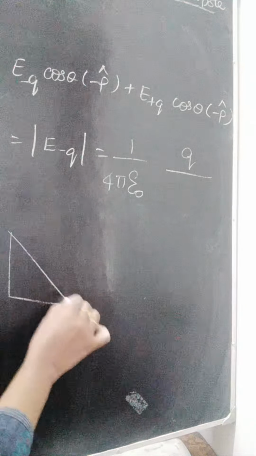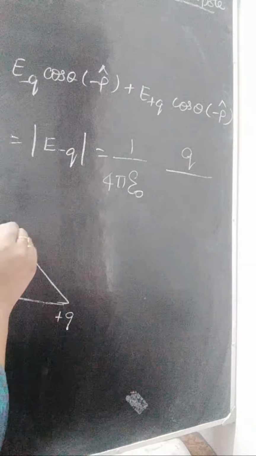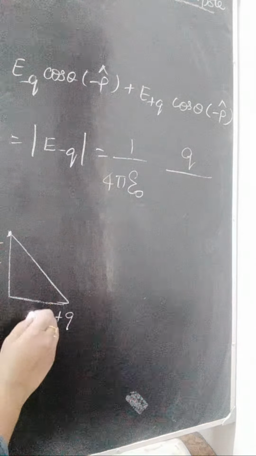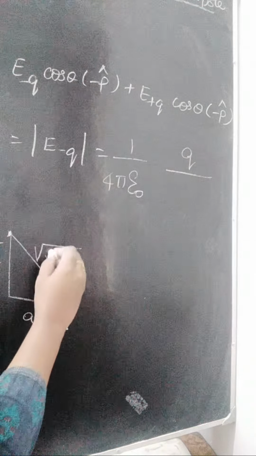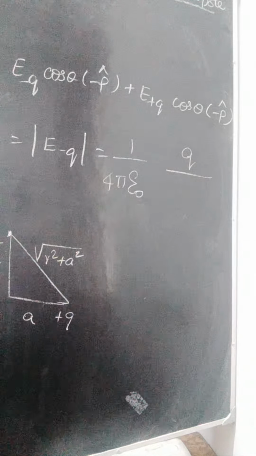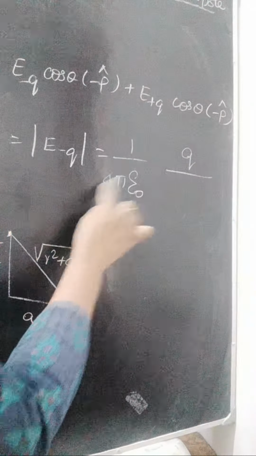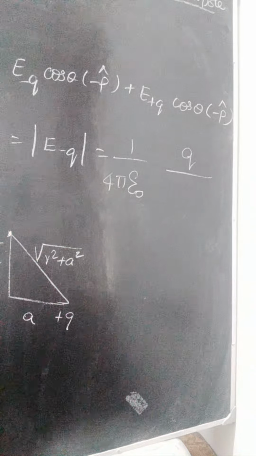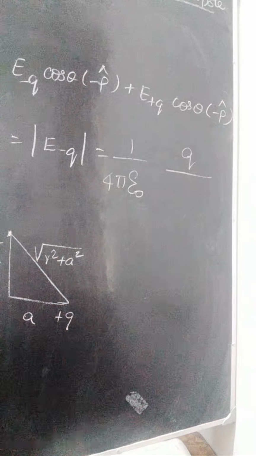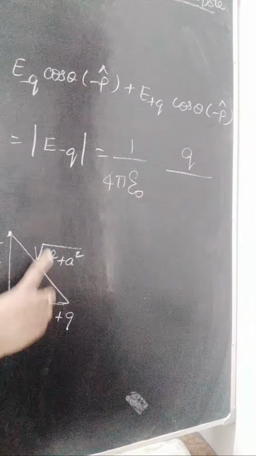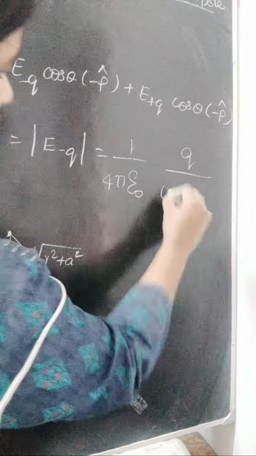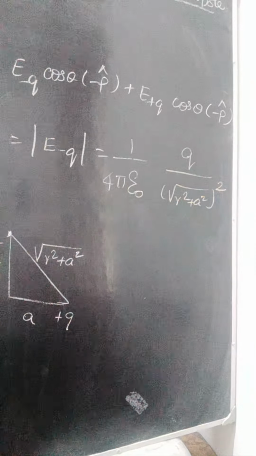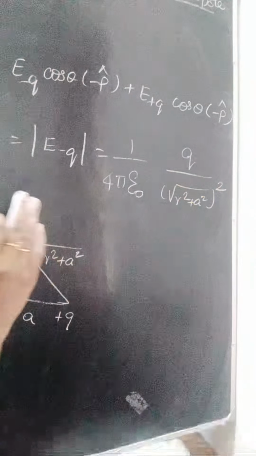One triangle I am drawing. This is plus q and this is the point C. This is r, this is a, and this is root of r square plus a square, right? What is the distance from the charge to the test point? Root of r square plus a square. This is what we have to take, the whole square. Yes or no? According to the formula, what is the value?